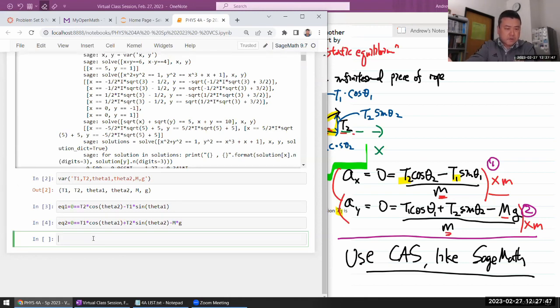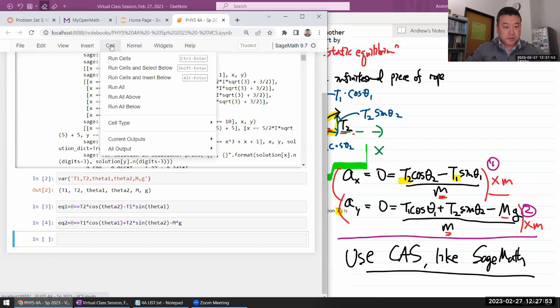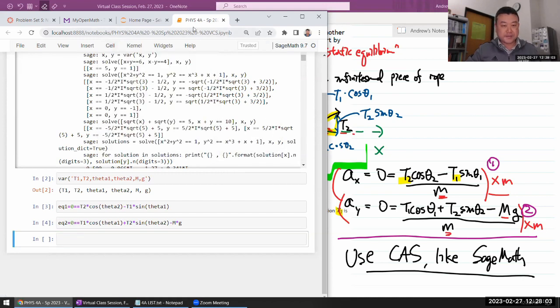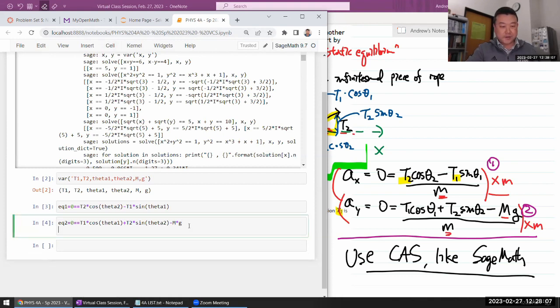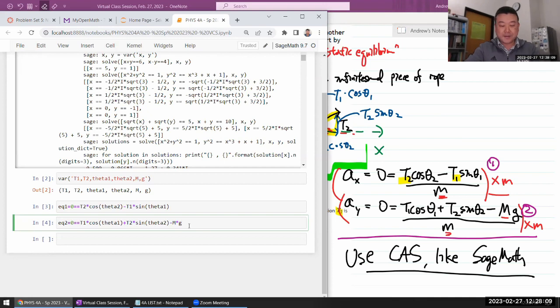By the way, I use shortcuts when I enter this. Here I use the shortcut, I think it's under Cell, Shift Enter, run cells and select below. So if you are using SageMath, with this exact setup that I have, and when you press enter it does this instead of what it did for me, then it's because I'm using shortcuts. Let me know if any of that is confusing you.